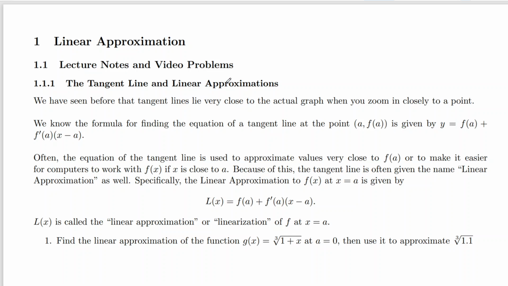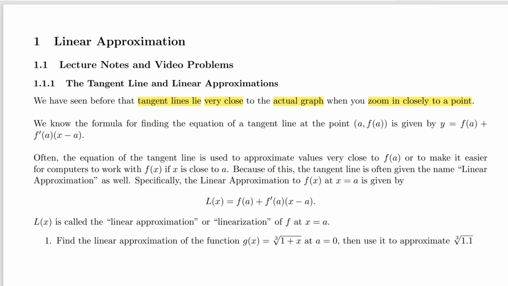In the past, we've calculated equations of tangent lines. We figured out when the tangent line would be horizontal. And the main reason we practice that is it's an important idea to understand what the tangent line looks like. So probably the most important thing that I talked about is that tangent lines lie very close to the actual graph when you zoom in. All right, so I'm going to highlight that. Tangent lines lie very close to the actual graph when you zoom in closely to a point.